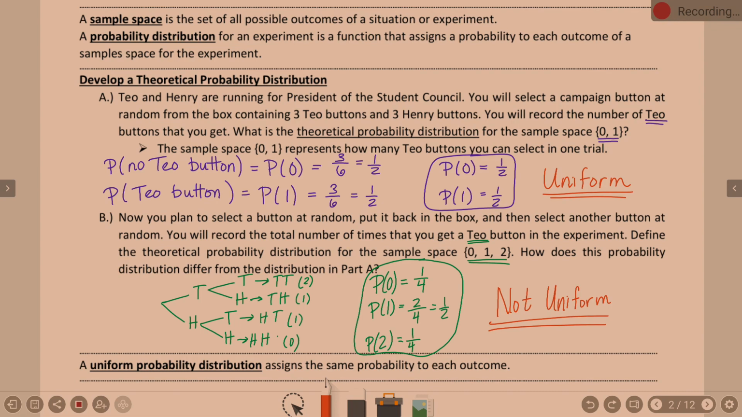It's not uniform because the pieces are not evenly distributed. Now, if you look at both cases, I don't know if you caught this or not, in both cases my probabilities all add to be 1. And that will be true of any probability distribution. Your probabilities will add to be 1. So a uniform probability distribution assigns the same probability to each outcome.